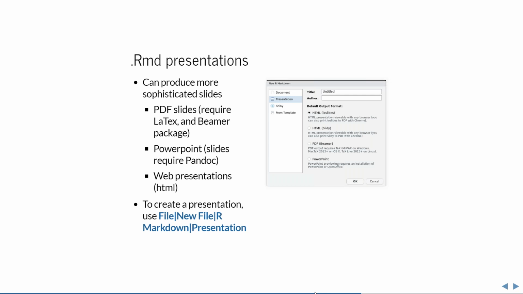PowerPoint slides, you'll see there at the bottom of that image, that menu. You can create PowerPoint slides. But that requires having Pandoc. And you can also create HTML presentations, which is useful. They're more complex than this one. So I'm just using the simplest way. So to create a presentation, use File, New File, R Markdown, and then from Markdown, you select Presentation. That's how you do it.